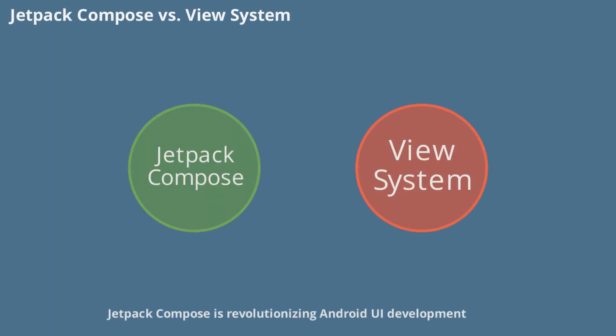Jetpack Compose is revolutionizing Android UI development. Unlike the traditional view system, Compose uses a declarative approach, allowing you to create UI components directly in Kotlin code. This method is more concise and flexible, with built-in state management and automatic UI updates, called recomposition. Explaining the differences and benefits of Jetpack Compose shows your familiarity with modern Android tools and your ability to adapt to new technologies.